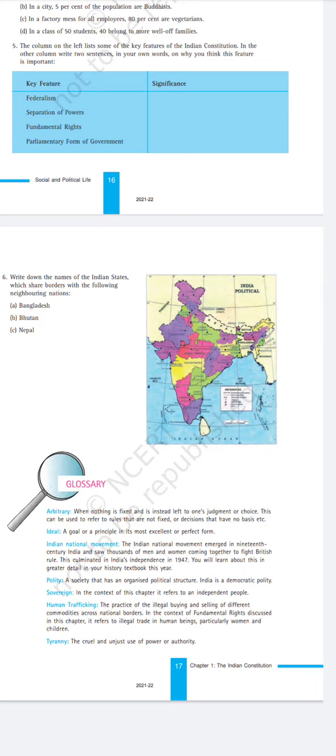Subversion. In the context of this chapter, it refers to an independent people. Human trafficking: the practice of the illegal buying and selling of different commodities across national borders. In the context of fundamental rights discussed in this chapter, it refers to illegal trade in human beings, particularly women and children. Tyranny: the cruel and unjust use of power or authority.